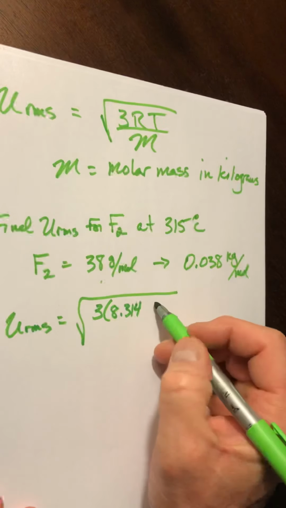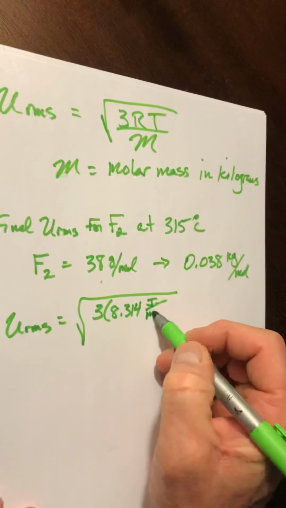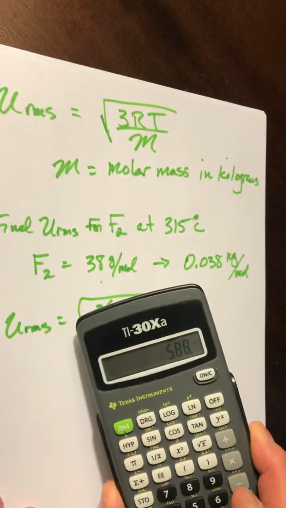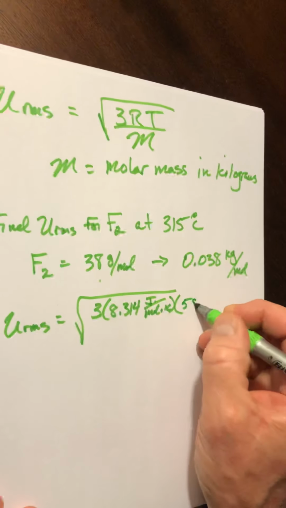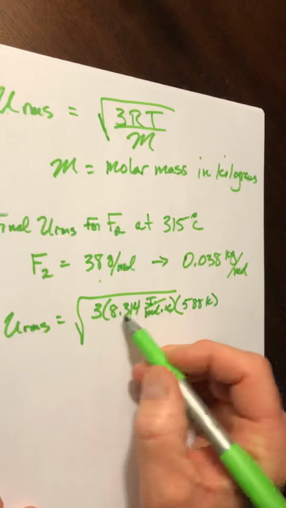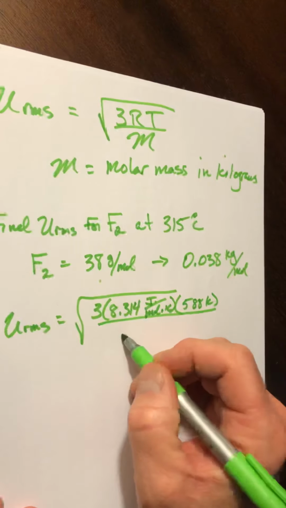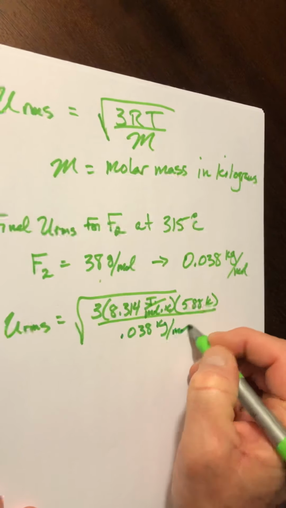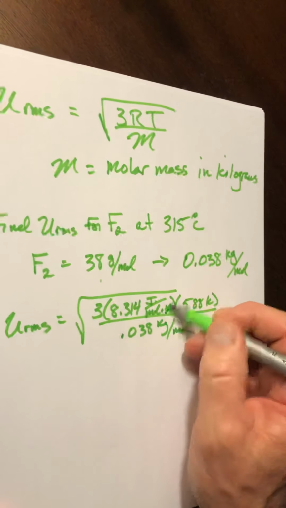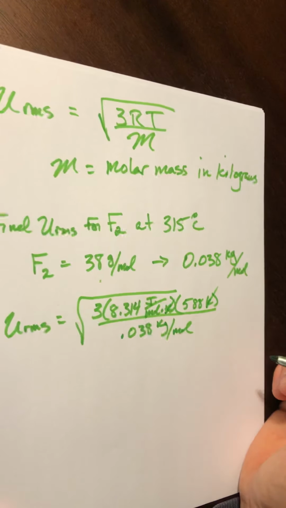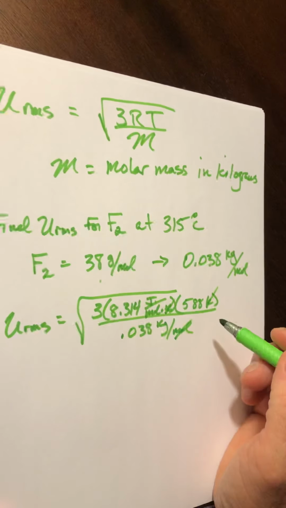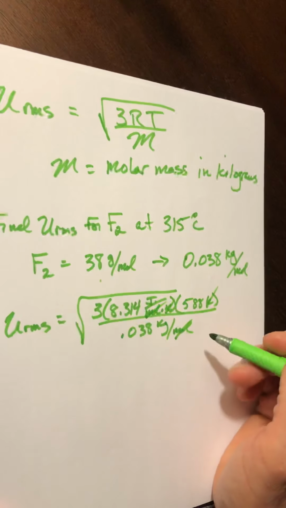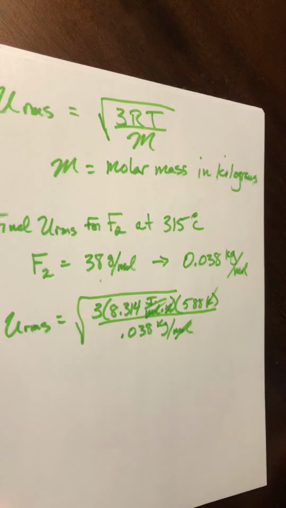So the u_rms is the square root of 3 times 8.314 joules per mole Kelvin, times 588, over the 0.038 kilograms per mole. From a unit standpoint, moles cancel, and moles cancel. Or I'm sorry, Kelvin cancels, not kilograms. And we're left with joules over kilograms.